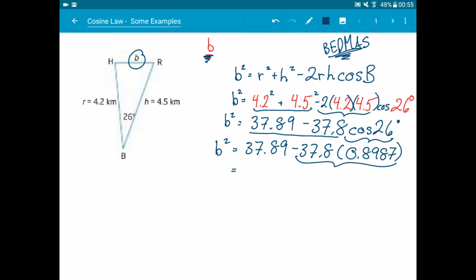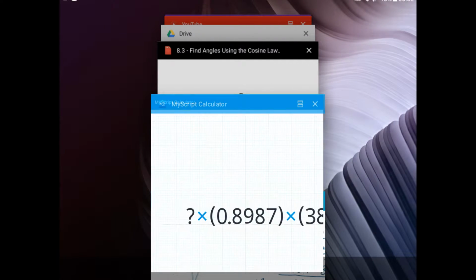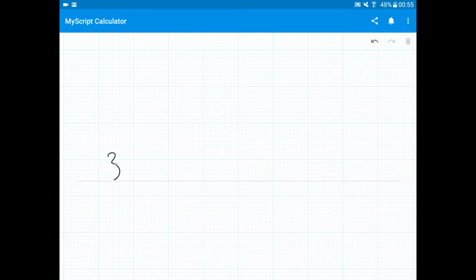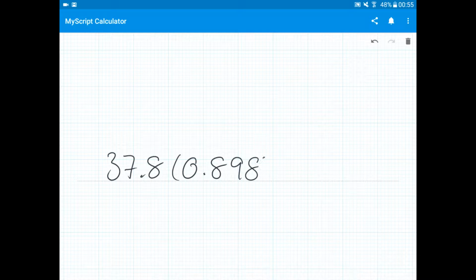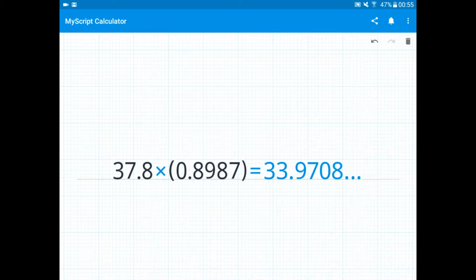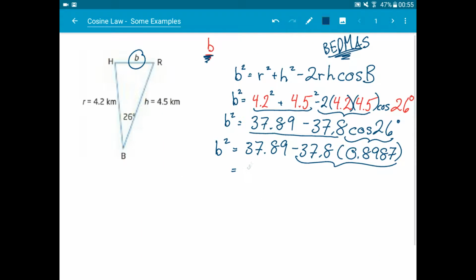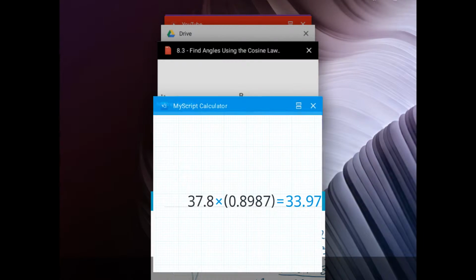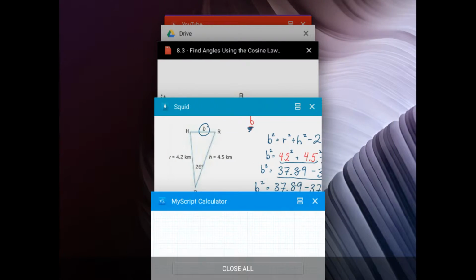So we got 37.8 times 0.8987, which gives us 33.97. So 37.89 minus 33.97. Let's double check. 33.97.